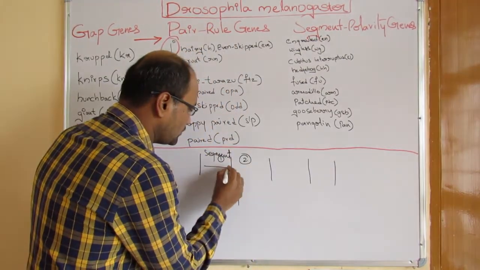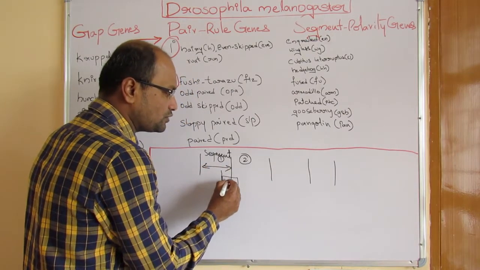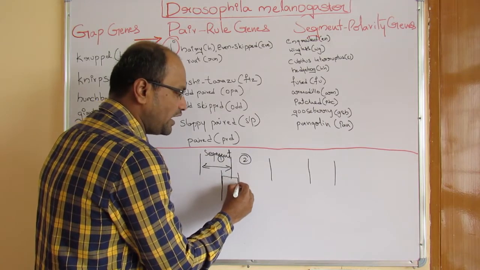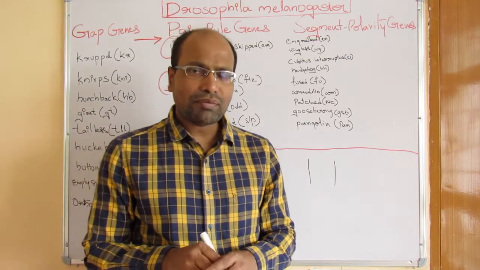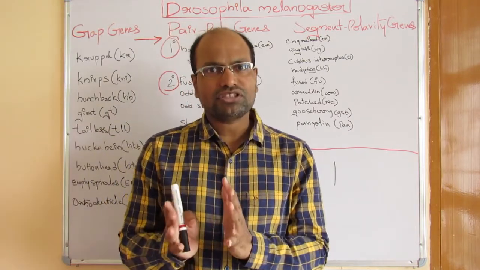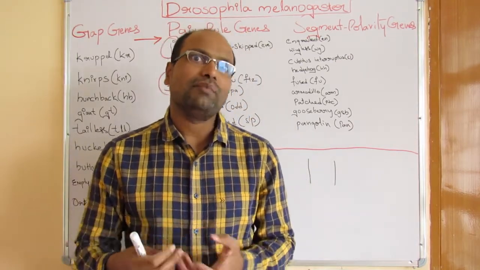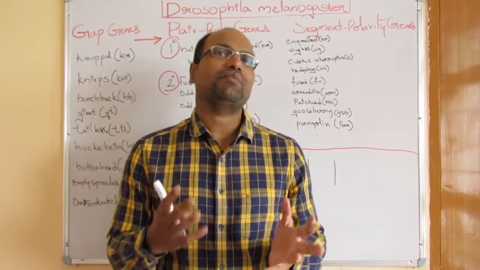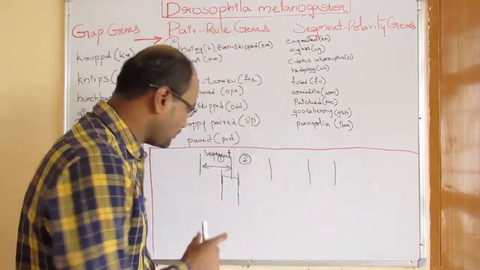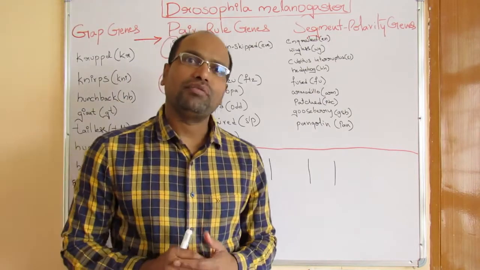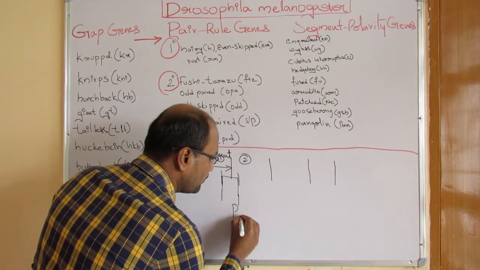If you consider this as one segment, in the posterior side this mutation was observed and it continued up to the anterior side of the next segment. This was surprising: the embryonic segments are different from the segments in the adult organism. This segment is the unit in embryonic development, and this is called a parasegment.